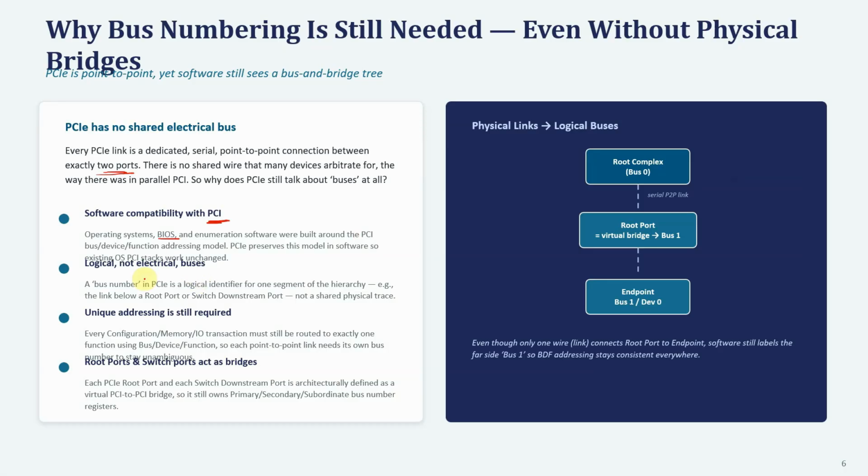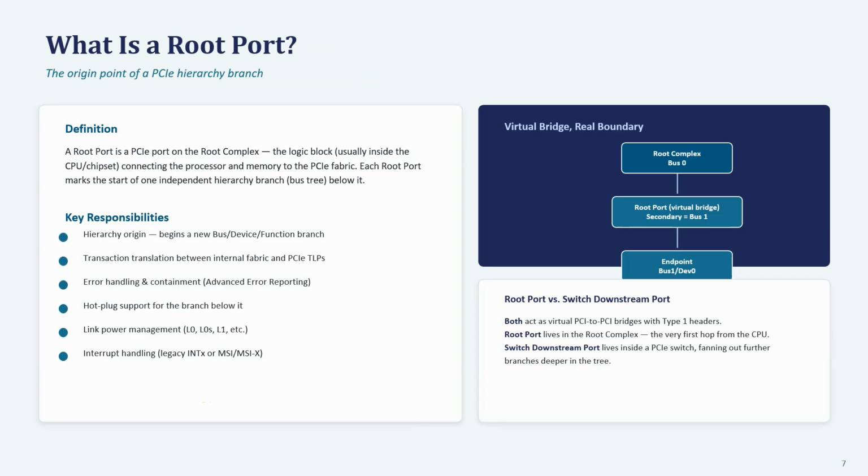And whatever bus numbers we have, those are not physical bus numbers, but logical ones. A bus number in PCIe is a logical identifier, not a physical number. And we still need unique addressing, which is required for the OS to configure the devices. That is the reason we are still maintaining these bus numbers. And we are going to have root ports and switches which act as a bridge, but it's not a physical bridge, it's a virtual bridge.